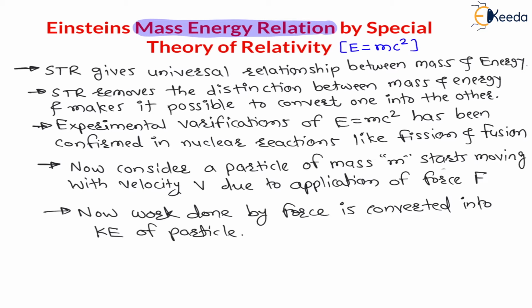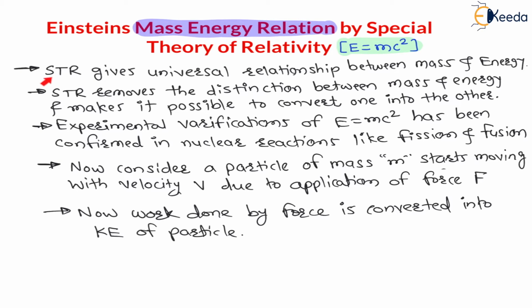And everyone knows from the school level that, as per Einstein, the mass-energy relation is nothing but total energy E is equal to mc square. And in this lecture, our target is to prove this E is equal to mc square. Now, my dear students, let us understand some points regarding this Einstein mass-energy relation by special theory of relativity.